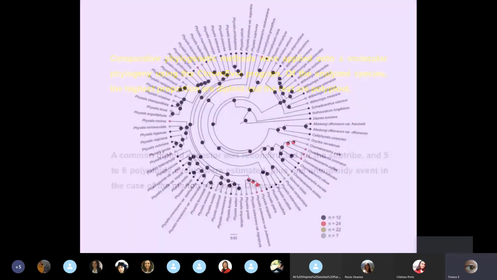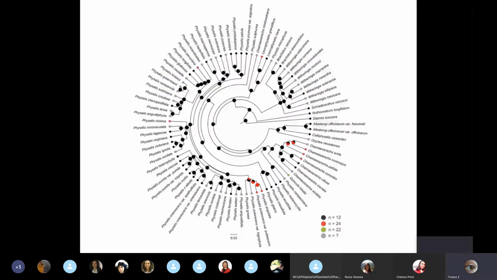This is the phylogeny of the subtribe with the ancestral state reconstruction for chromosome number. The black circles are species with n=12, red species with n=24, and green species with 22 chromosomes. Gray is uncertainties. So this is the ancestor for all the subtribe with n=12. These are 6 independent events of polyploidy in Physalideae and in Chamaesaracha, and this is the aneuploidy event in Quincula.